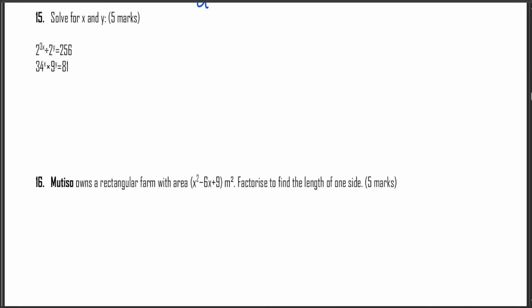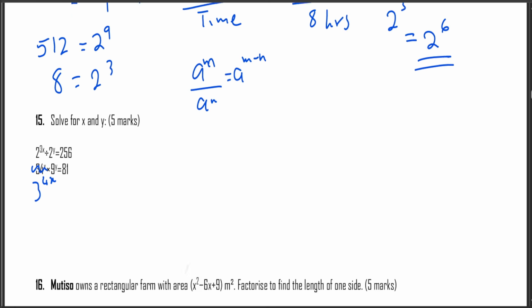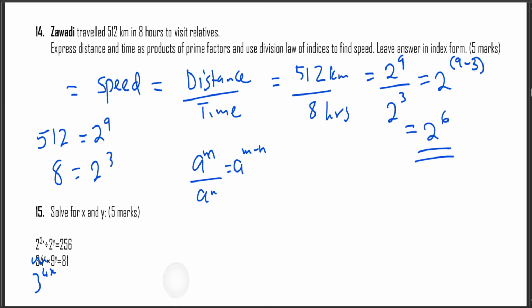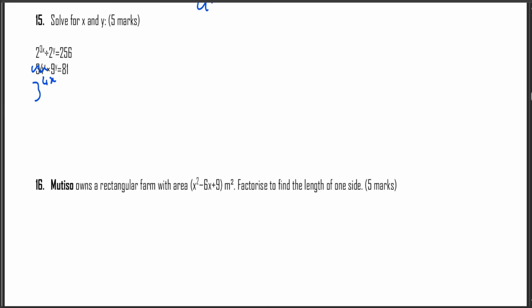Question 15. Solve for x and y: 2 to the power of 3x divided by 2 to the power of y is equal to 256, and the other equation is 3 to the power of 4x. But wait a minute before we engage here. Leave your answer in the x form. Okay, it's correct. Now this is a very easy question, but let's make this 256 base 2 and 81 base 3.